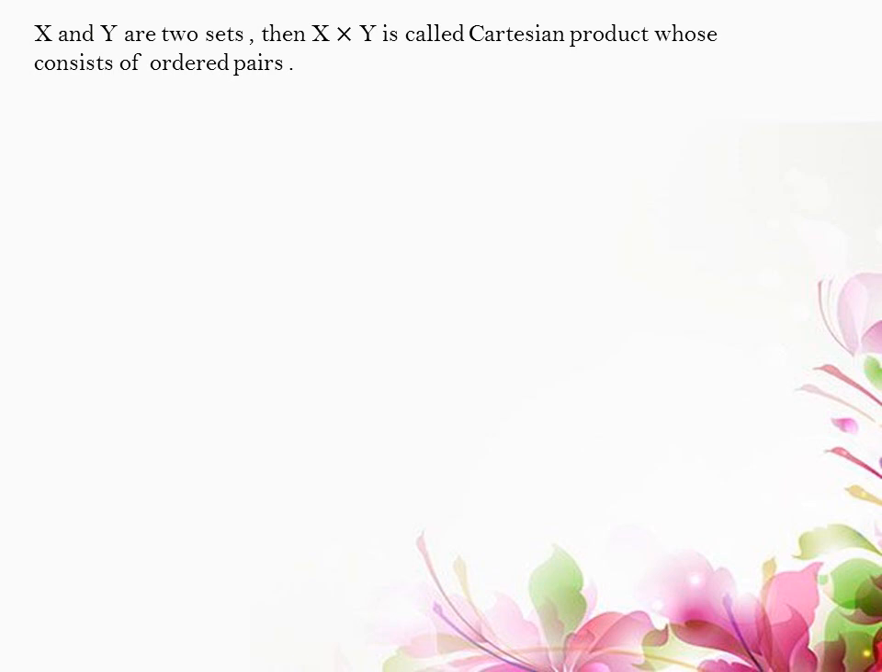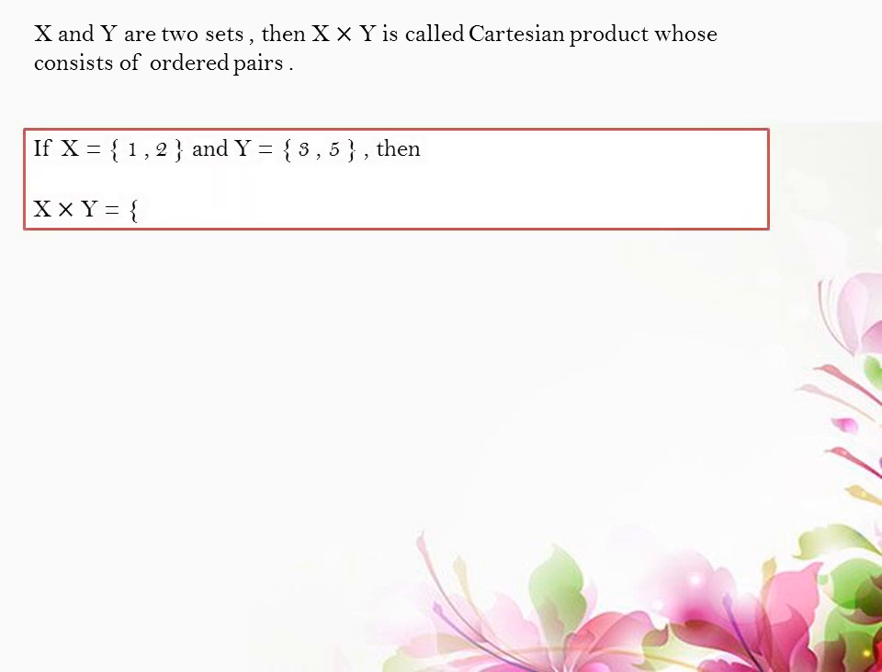Let's explain an example to understand it. If the set X equals {1, 2} and the set Y is {3, 5}, then we will find X × Y, the Cartesian product between X and Y. We take the first projection from X with the first in Y, like this, (1, 3). Then the first from X with the second from Y, like this, (1, 5).